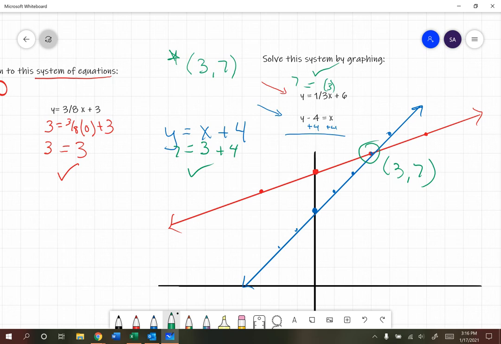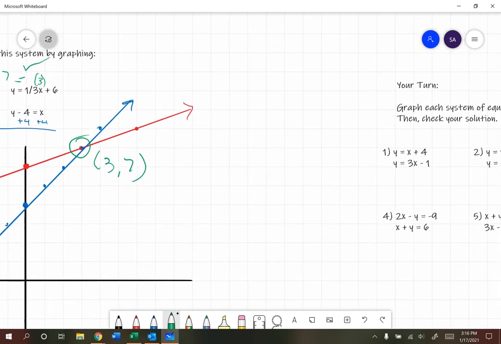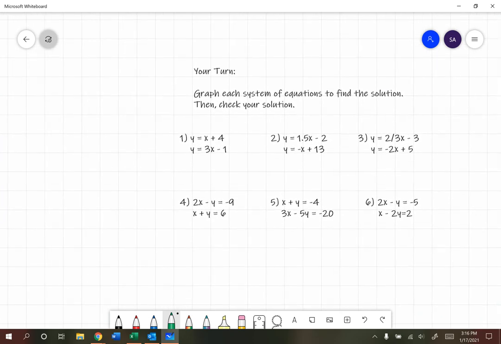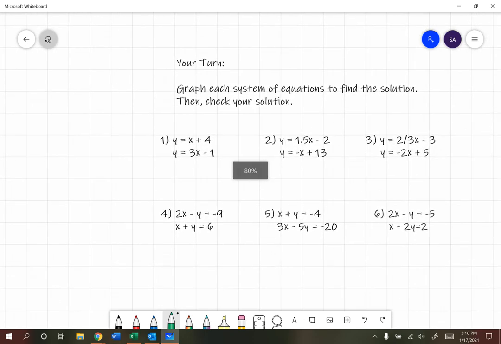Okay. It's your turn now. Your responsibility here before you meet with your teacher is to graph these 6 systems. The first 3 are already in slope-intercept form for you, so you just have to quickly graph them, find their point of intersection, and then don't forget that you need to check your solution. I should see the work of you, not only the graphs, but I should see that you are plugging the coordinates that you get back into your equation to verify that it is a true solution to that system.